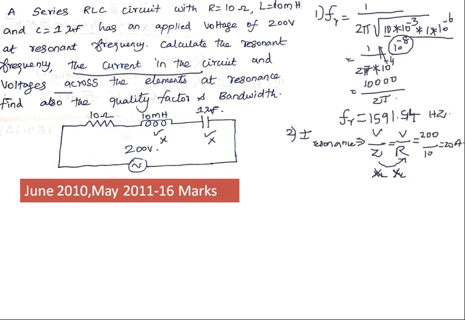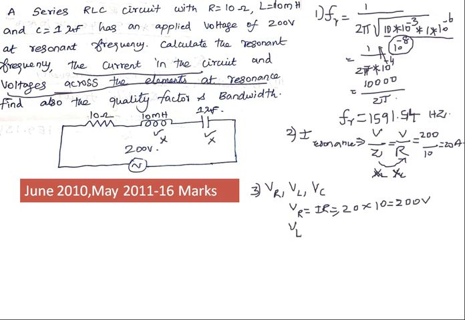Next, the voltage across the elements at resonance. First, we have to find the voltage across resistance. Next, the voltage across inductance. Third, the voltage across capacitance also. VR is equal to, as per Ohm's law, I into R. What is the value of I? 20. What is the value of R? 10, which is equal to 200 volt.